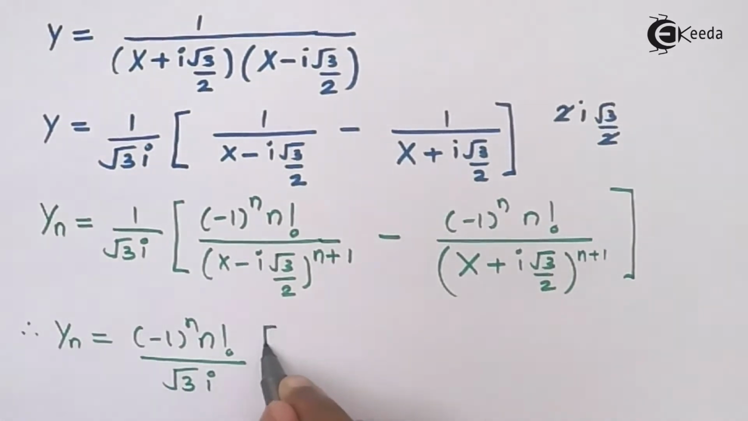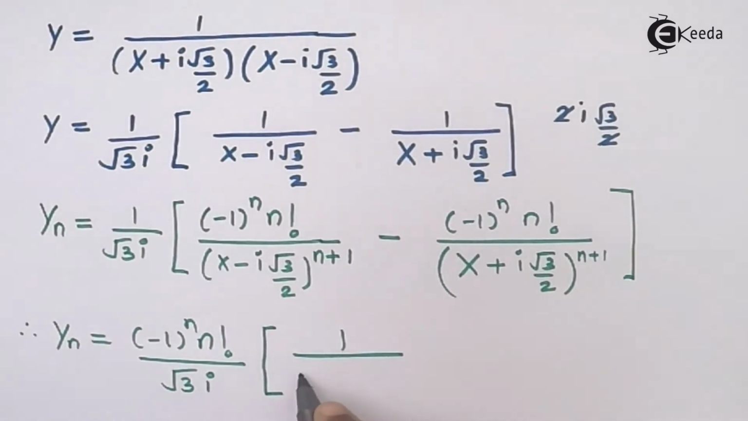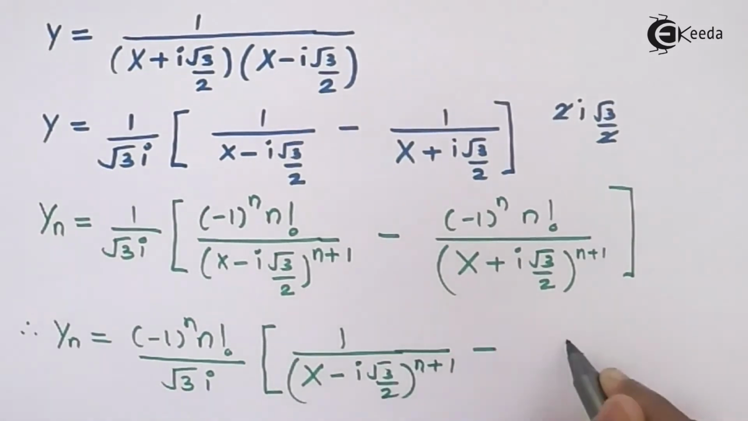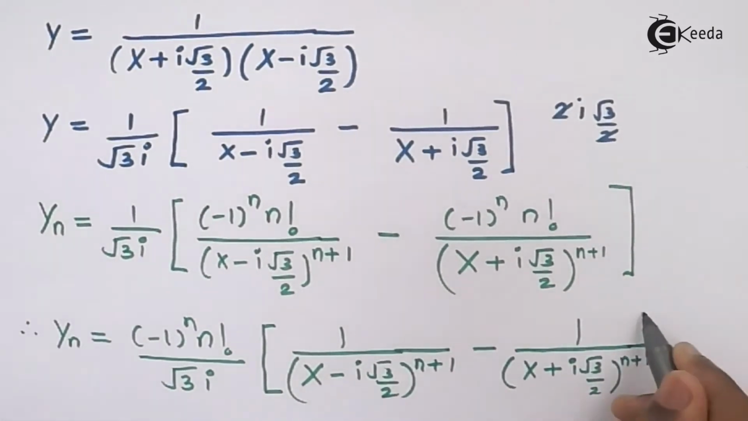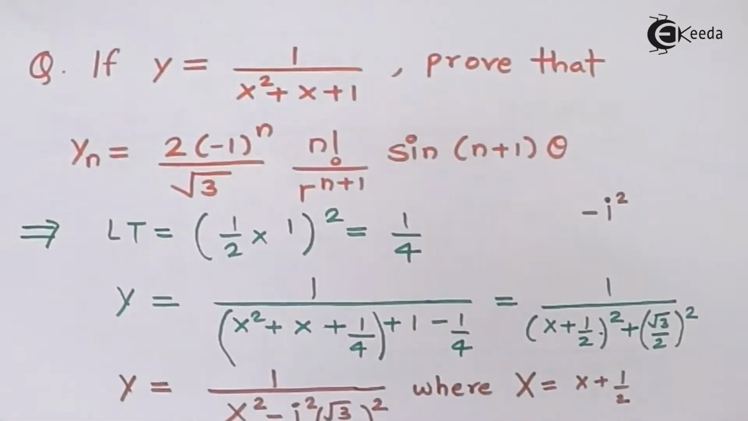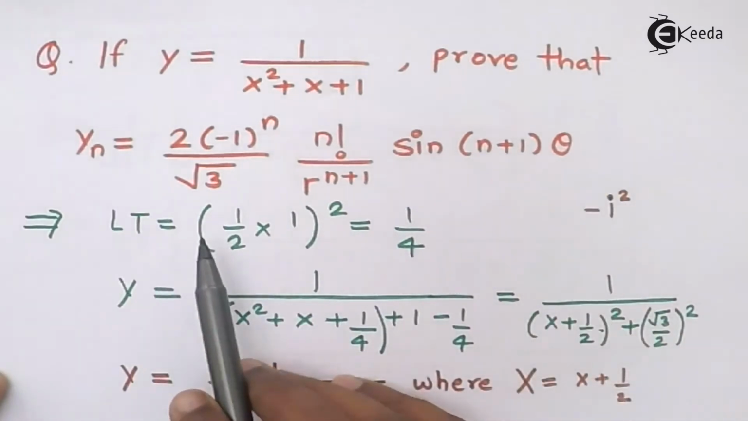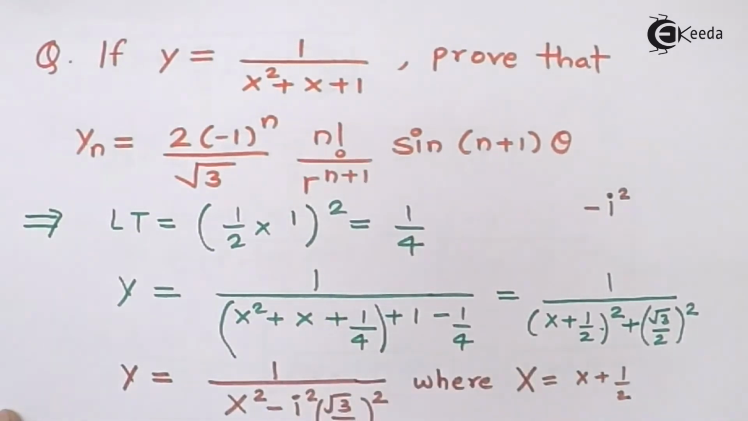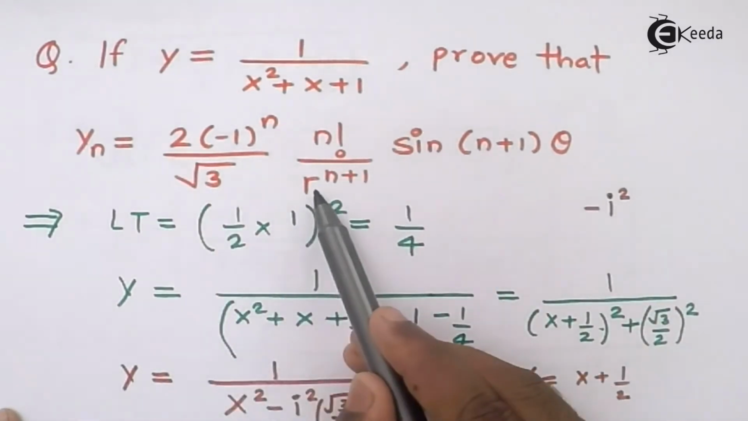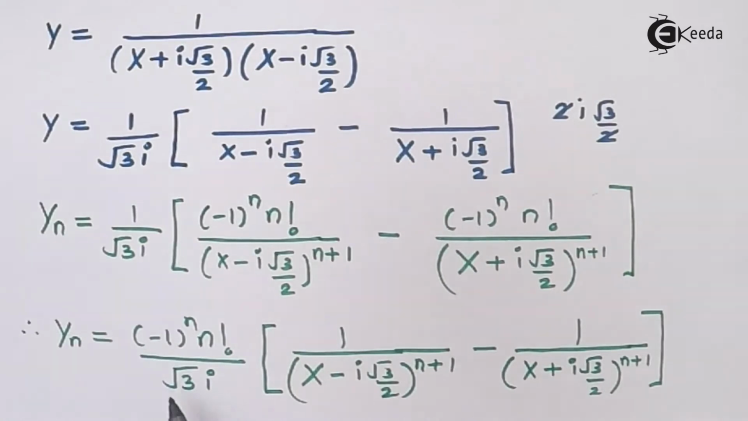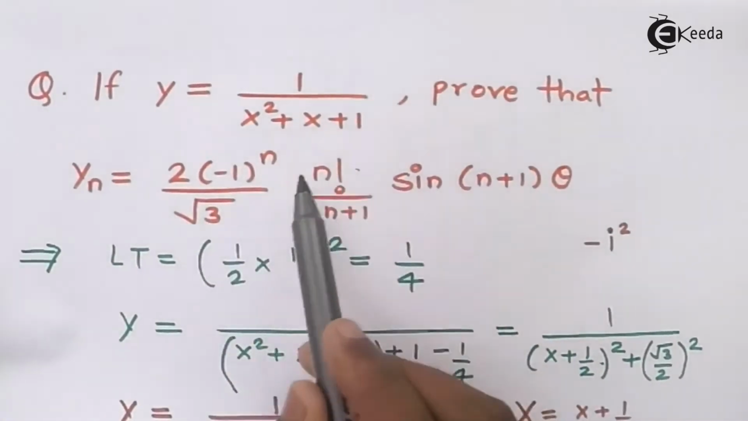So therefore we will get the value of y n as minus 1 raised to n into n factorial upon root 3 i, and in the bracket we will get 1 upon capital X minus i root 3 by 2, and so on. Now guys, this is the value of y n, but let's observe the question. In the question we have to prove the value of y n is this. Now the question is how to get this value. To get this value we have to do a few adjustments. If you observe here, we have r raised to n plus 1 and we have a sine, but here we do not have that term. But definitely we have minus 1 raised to n into n factorial over here and root 3 is also there.